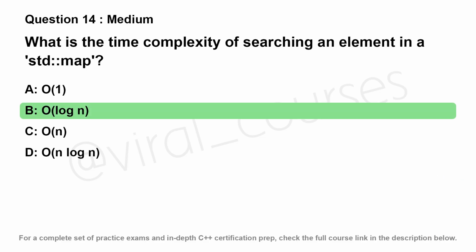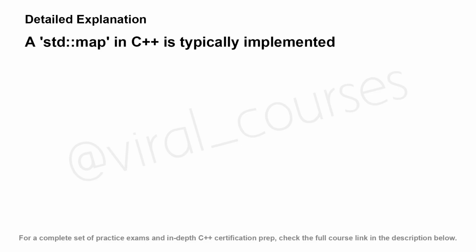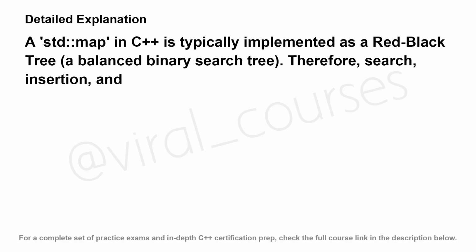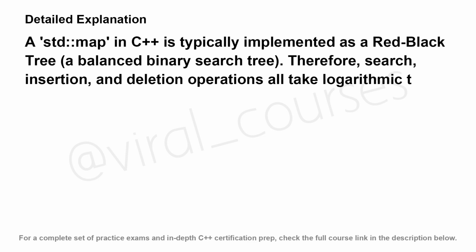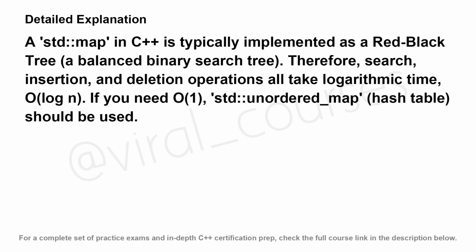The correct answer is B. A std::map in C++ is typically implemented as a red-black tree, a balanced binary search tree. Therefore, search, insertion, and deletion operations all take logarithmic time, O(log n). If you need O(1), std::unordered_map, a hash table, should be used.